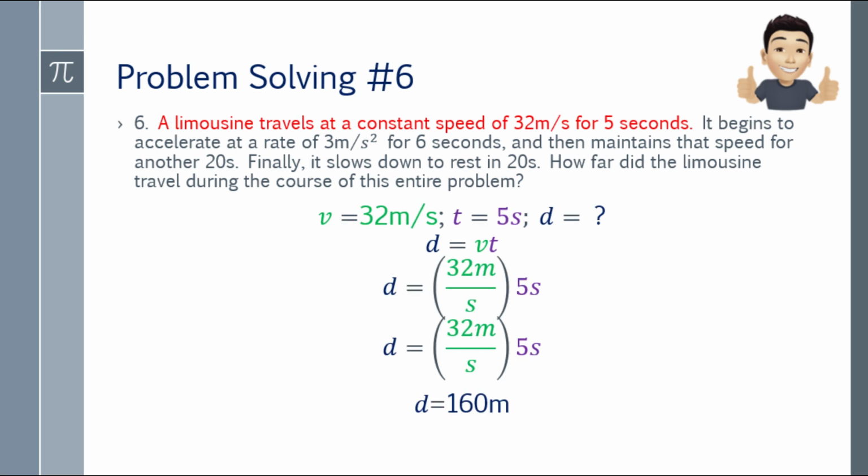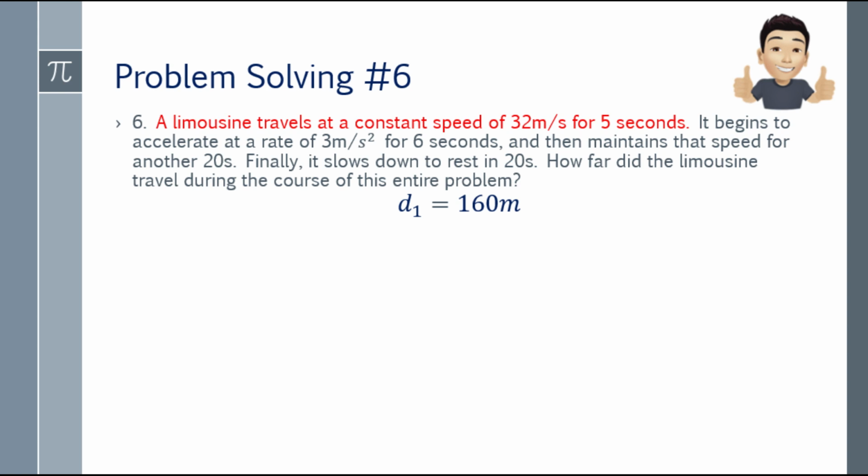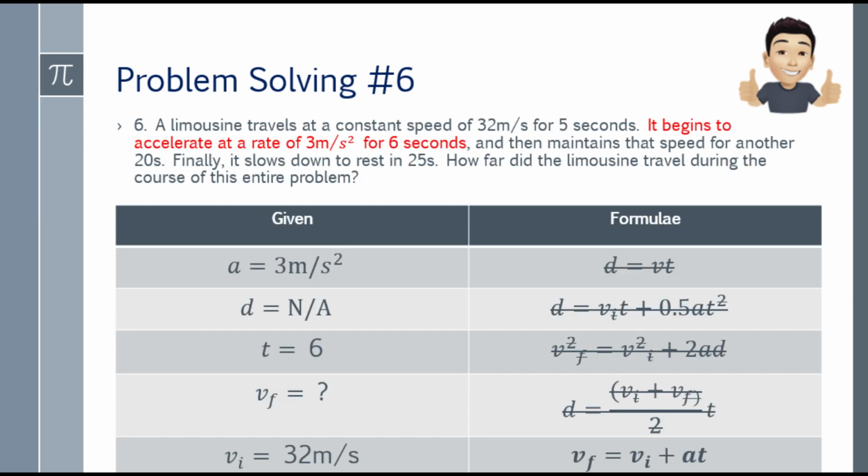So, D is equal to 32 meters per second times 5 seconds. Maka-cancel out yung seconds. And that will be 32 times 5 and the distance is 160 meters. That's the first part. Meron na tayong D1. May tatlo pa tayo.